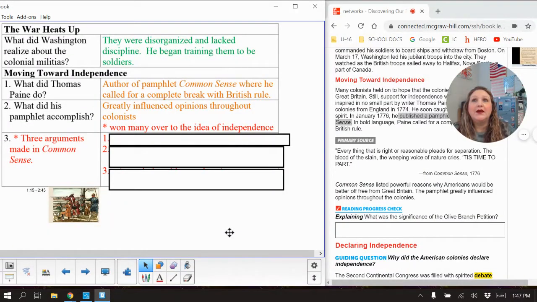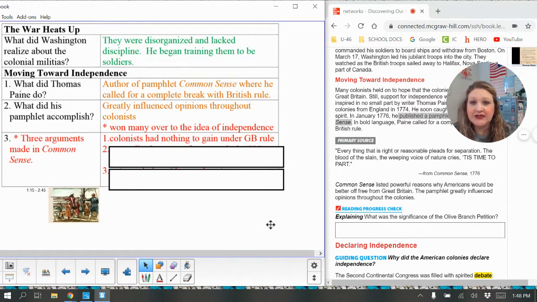So it says he influenced them, but it doesn't specifically say how he influenced them. So I want to make it very clear that he won many people over to the idea of independence, that breaking away from Great Britain was the right thing to do. And he did that by 3 main arguments in his pamphlet, Common Sense, which are not listed in the text, so I'm going to give those to you.